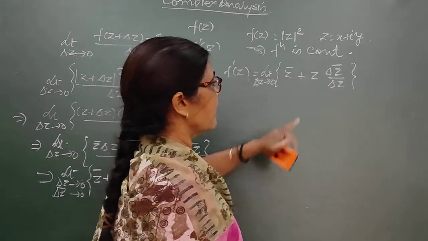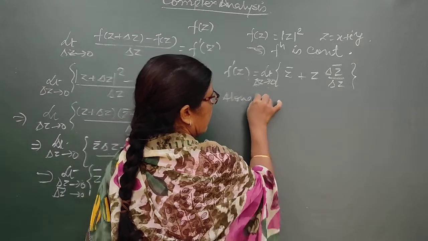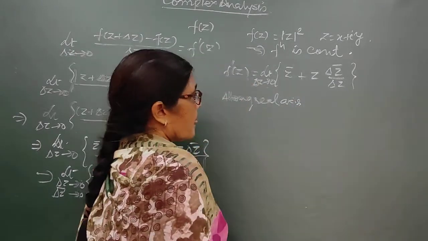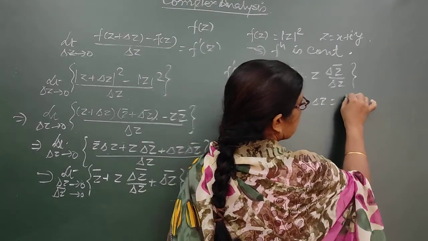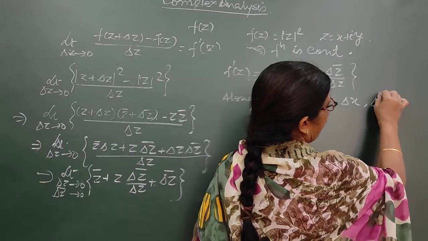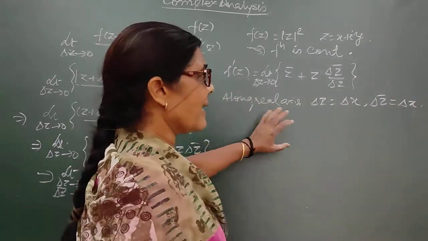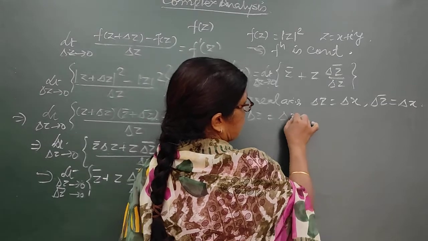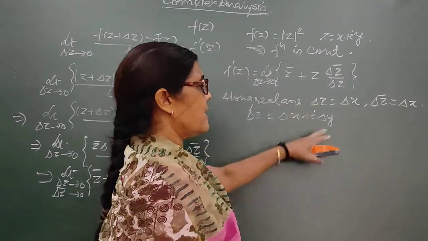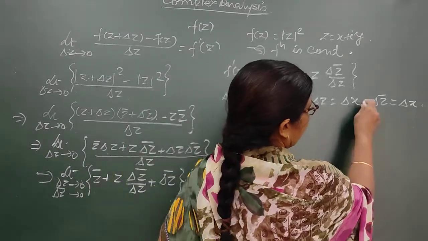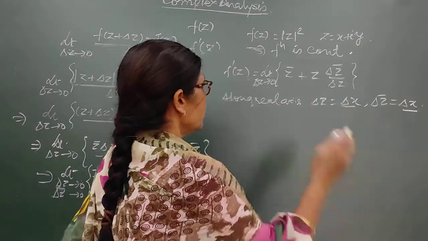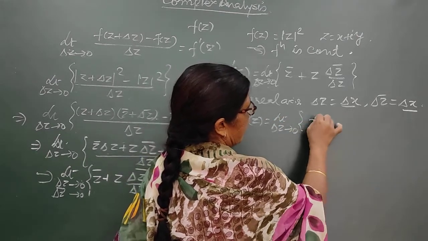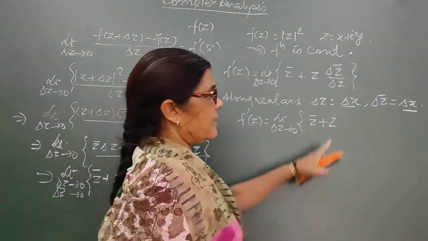So, let us consider this along the real axis. Del z becomes del x, and del z bar also becomes del x, because along the real axis the change in y is 0. Del z is del x plus iota del y, but along the real axis there is no change in y. Therefore, this term remains only this part and this remains only this part. Now substituting this value, we get f dash equals limit del z tending to 0 of z bar plus z times 1 by 1. This over this is 1.